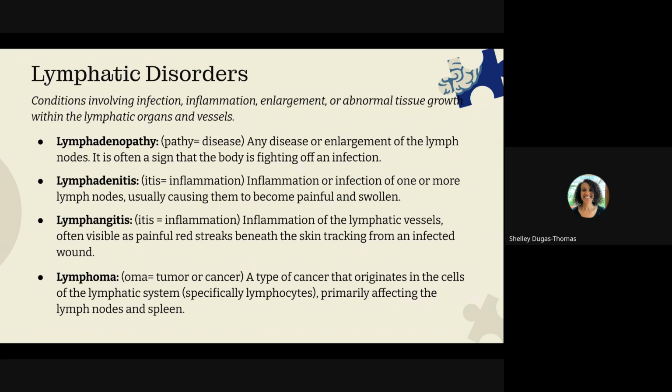The suffix pathy means disease. So lymphadenopathy is simply a general term for any disease of the lymph nodes. If we change the suffix to itis, we get lymphadenitis, which is active inflammation or infection of the node. Lymphangitis, notice the angio root inside of it, means lymph vessel inflammation, which presents as those telltale red streaks on the skin. And lymphoma, remember, oma means tumor or cancer.